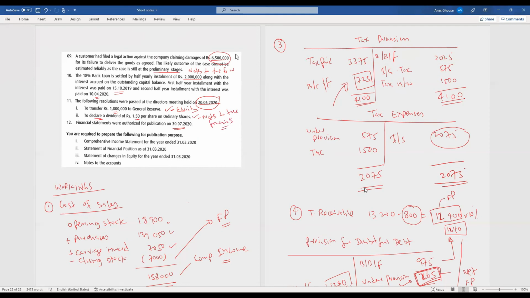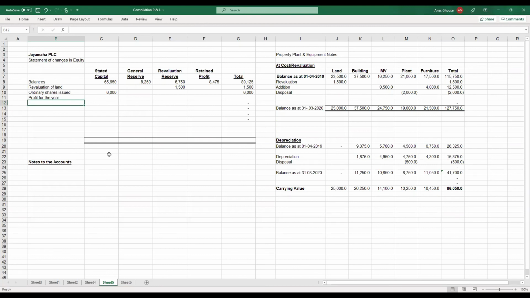So therefore, let's move on to the sections. Under the equity statement, you can say transfer to general reserves, 1,800,000. So this will be transferred from retained profit to general reserve. You need to deduct it from retained profit and add it to the general reserve. The total will be zero impact.